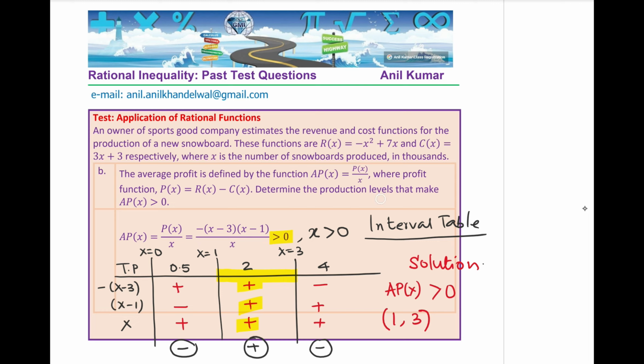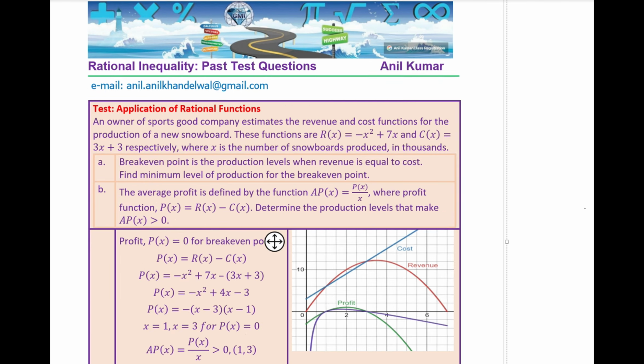So we need to determine the production level that makes the profit greater than 0. So the production level, let me write it, will be between 1000 and 3000 snowboards. Is that clear to you? So that is how we are going to solve this particular question.